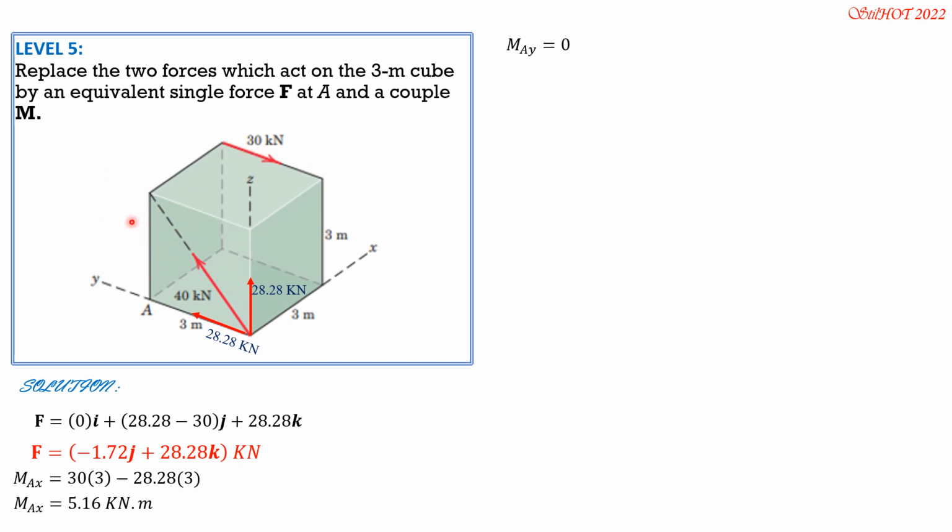So the moment positive sense is in that sense, because this is the AZ axis, your right thumb would be there, forefingers would be curling in that sense. But the moment of 30 is in the opposite direction. So therefore it is negative 30 times 3. MAZ is negative 30 times 3, negative 90 kilonewton meter. So the force couple that is equivalent to this system here is, this is the force and this is the couple. In vector form, 5.16 I minus 90 K kilonewton meter.